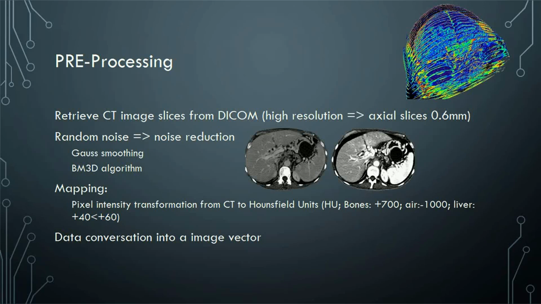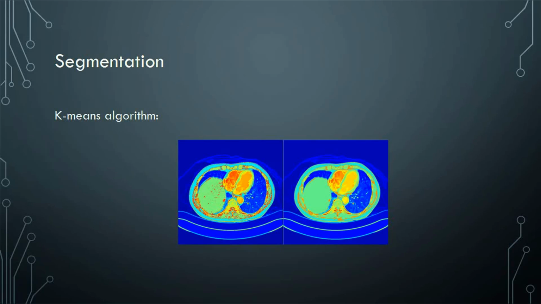On this slide you can see examples of the image slices and how a slice looks before and after noise reduction. The next step is the segmentation. In the segmentation step we use the k-means algorithm to segment the pieces of the liver in every slice. This is a general algorithm which classifies the pixels into different classes based on similarity measurements. You can see on the picture the results when the noise suppression is off and on.